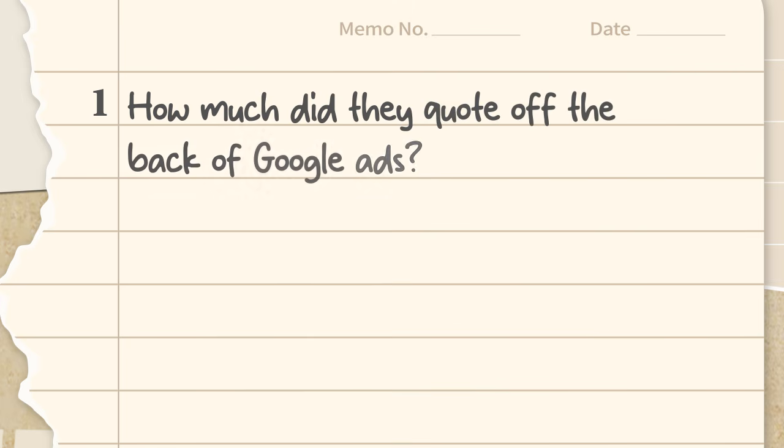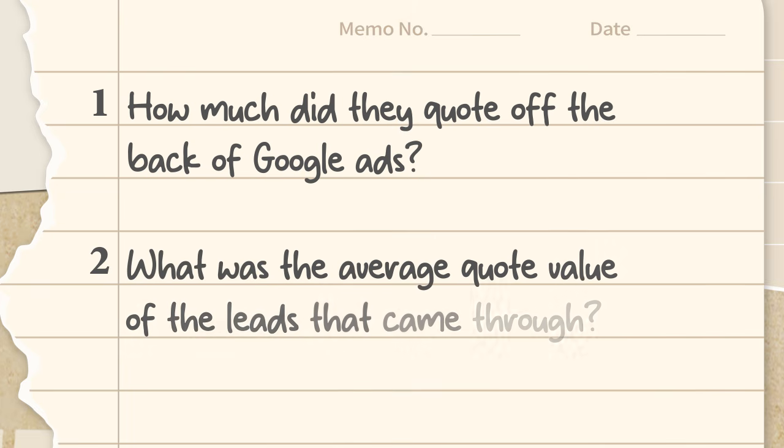This process not only gives amazing data back to Google so it knows what to optimize, but it also gives the business far more understanding of the value of leads each month. Rather than that kind of gut feel of, oh, leads felt good or bad this week or this month, we can see exactly how much did they quote off the back of Google Ads? What was the average quote value of the leads that came through? And so we've got an actual metric. So as we start to improve campaigns, we've got a benchmark that we can track ourselves against.